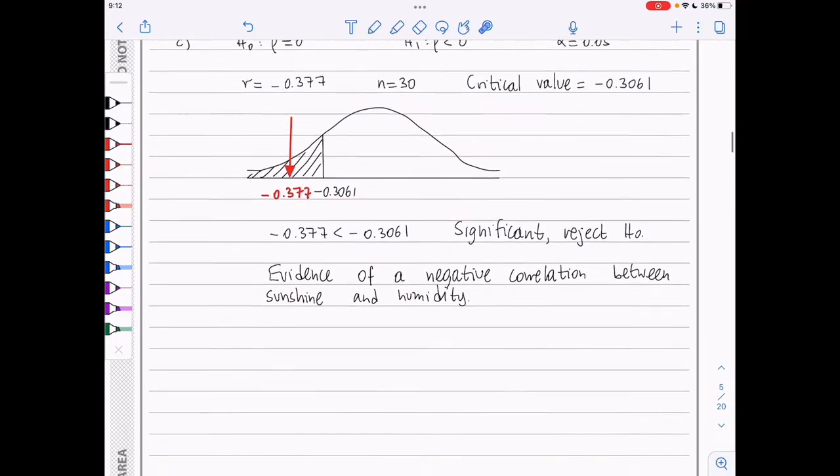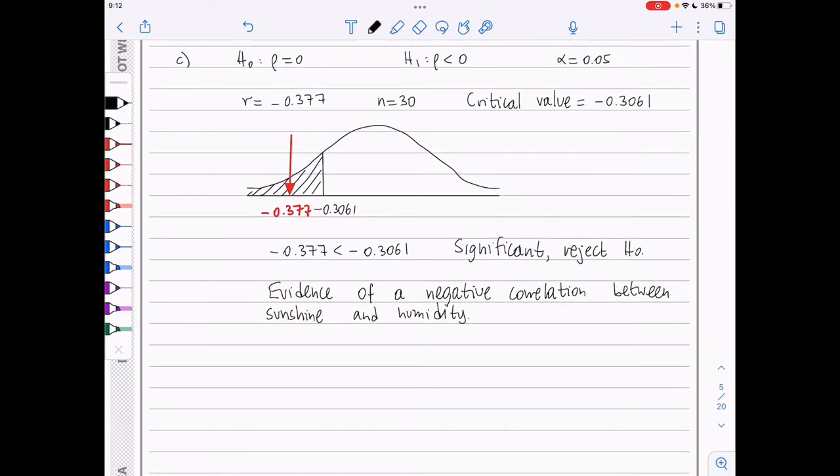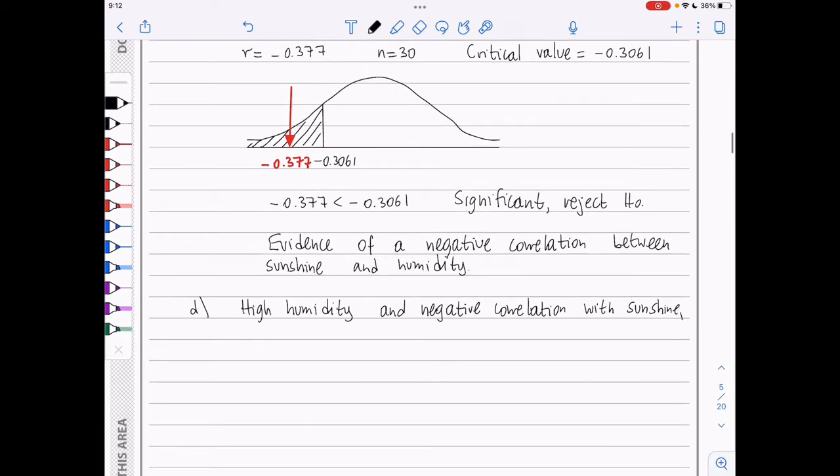So what we need to say, just to join everything together, is that humidity is high. So we've got high humidity and negative correlation, as we have found in part C, with sunshine. Hence, we expect lower than average hours of sunshine.